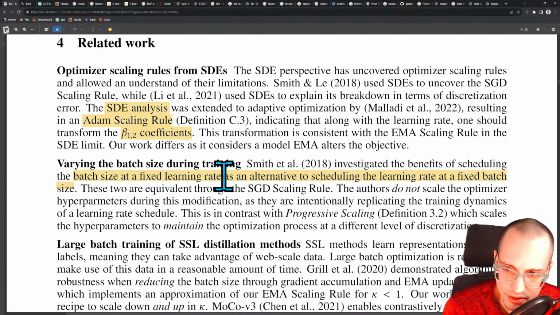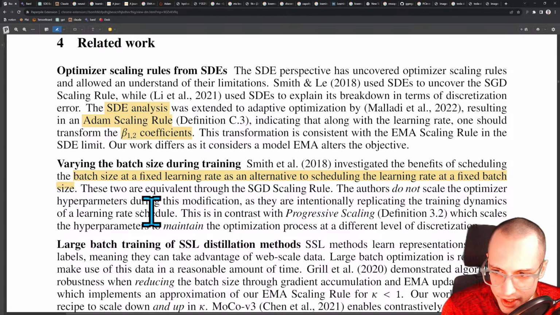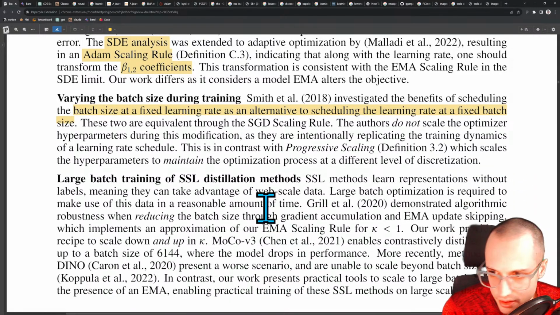But that just sounds like a bad idea because you're underutilizing the memory of your GPU. You might as well just max out the memory of your GPU. So this is kind of a bad idea, IMO, as they are not intentionally replicating. This is in contrast with scaling the hyperparameters to maintain the optimization process.